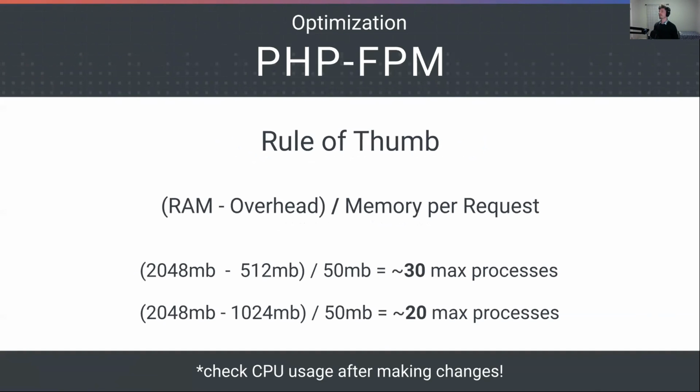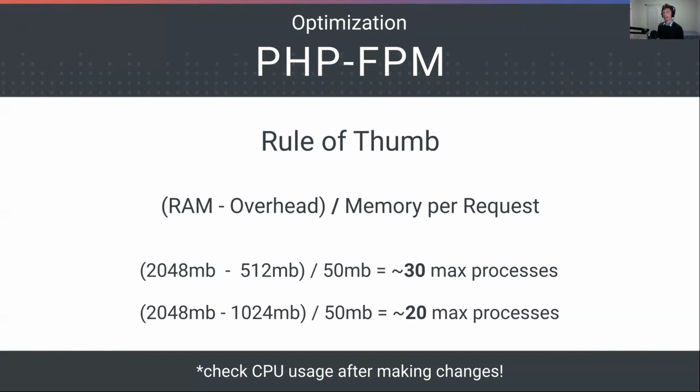So my rule of thumb for deciding what to set max_children to: I base it off of how much RAM is on your server rather than CPU. The caveat here on the bottom is that you should check your CPU usage after you make changes here as well, to make sure you're not hitting a bottleneck on your CPU.